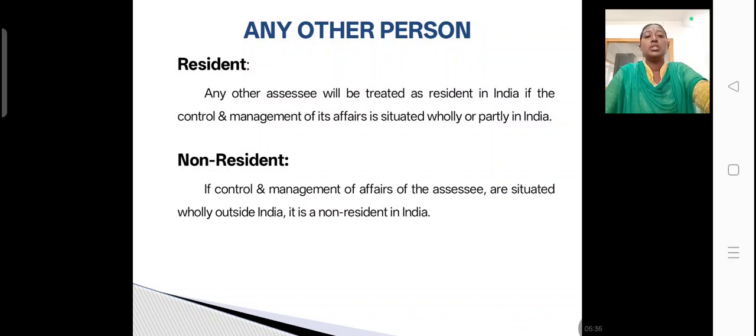Any other persons, resident and non-resident. Resident: any other assessee will be treated as a resident in India if the control and management of its affairs is situated wholly or partly in India. Non-resident in India: if control and management of the affairs of the assessee are situated wholly outside India, it is not resident in India.